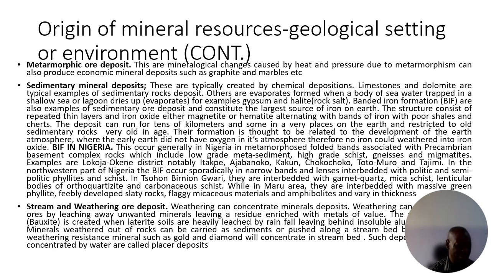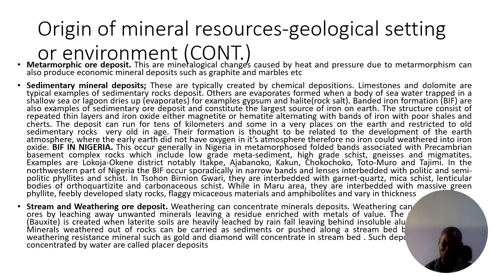The sedimentary mineral deposits are typically created by chemical composition. Limestone and dolomite are typical examples of sedimentary rock deposits. Others are evaporites, formed when a body of seawater trapped in a shallow sea or lagoon dries up, evaporates. For example, gypsum and halite. Banded iron deposits are also examples of sedimentary iron deposits, and constitute the largest source of iron on the earth. The structure consists of chert. The deposit can run for tens of kilometers in some very large places on the earth and is restricted to old sedimentary rocks, very old in age.